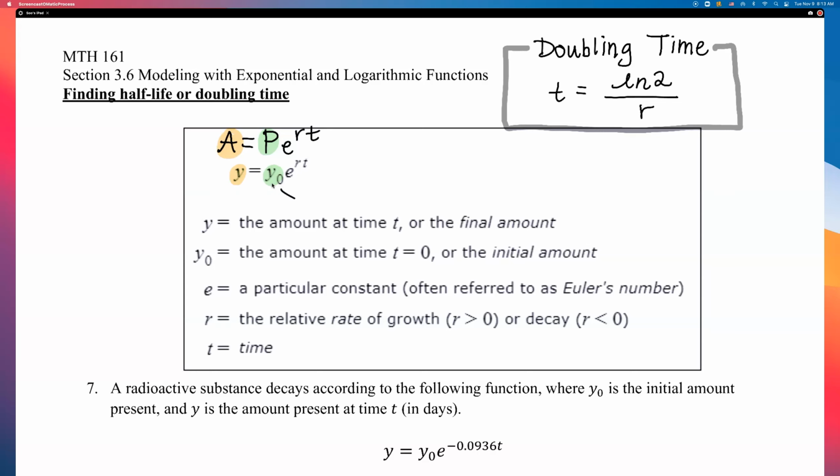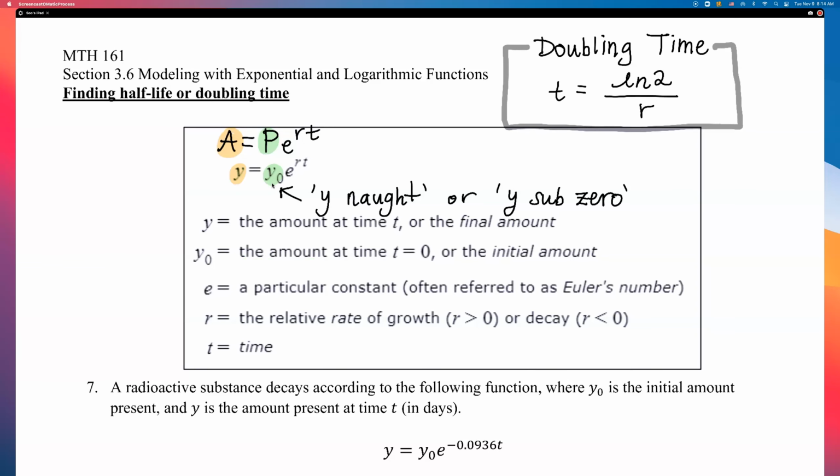And how did I just read that? This is y naught, or y sub 0, which means the amount at time t equals 0. So that is really the initial value, the amount at time equals 0, or the initial amount. I think that was the only different notation. Otherwise, it's really the same thing.